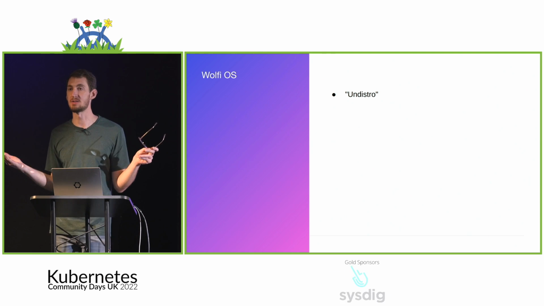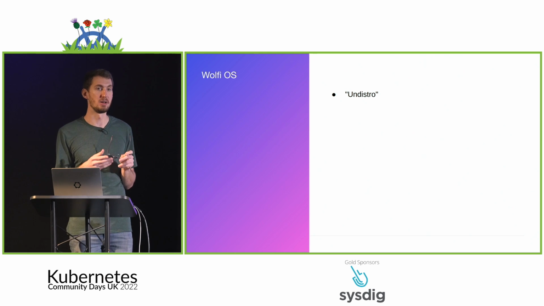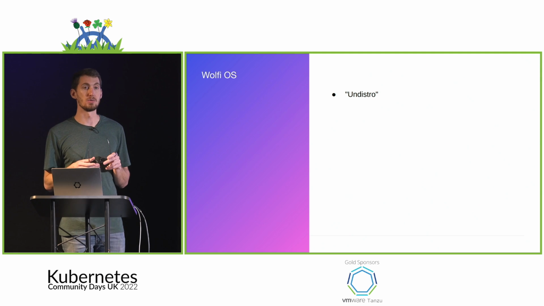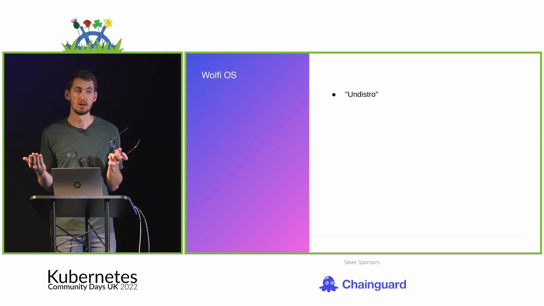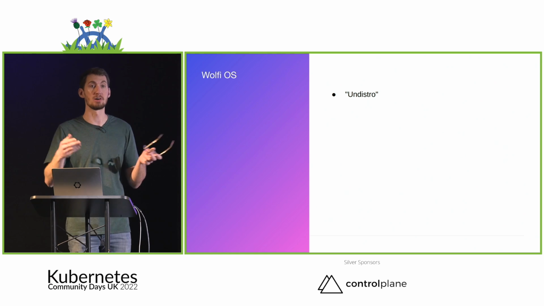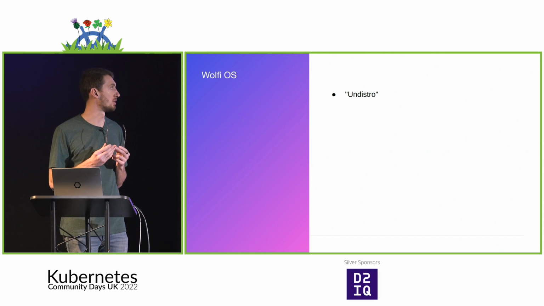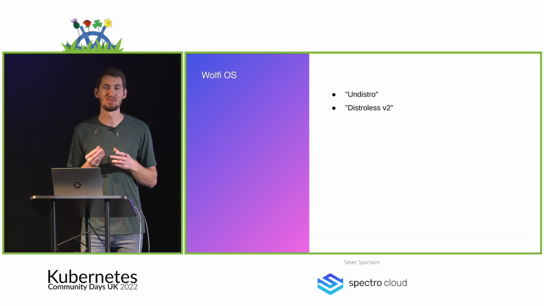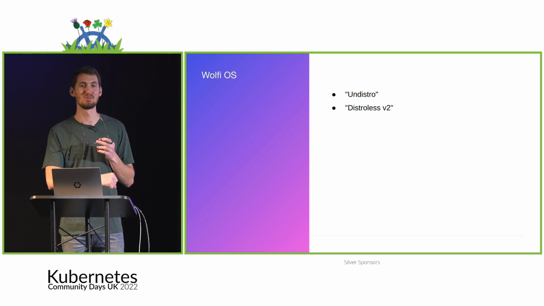So Wolfi is an "undistro," in air quotes here. So undistro just means there's no kernel. It's BYOK, bring your own Linux kernel. It is pretty much everything you need to run an operating system or container without the kernel, right? Because in a cloud native and container world, you usually have a kernel. You're running on Linux, and you have the Linux kernel behind the scenes. Call this Distroless v2. This was built by the folks who built Distroless 1.